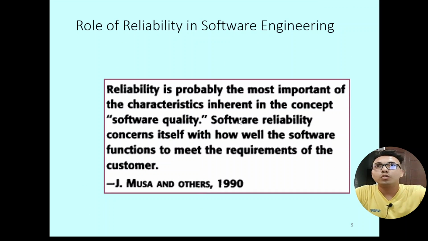The role of reliability in software engineering: reliability is probably the most important of the characteristics inherent in the concept of software quality, and software reliability concerns itself with how well the software functions to meet the requirements of the customer.